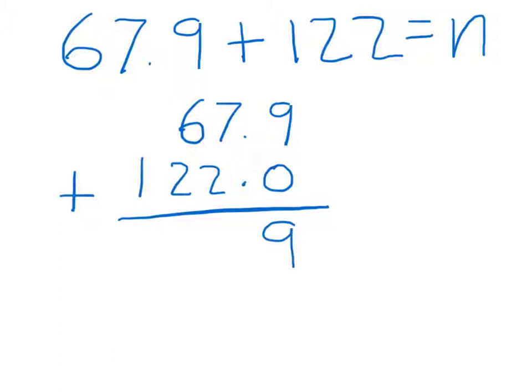9. 7 plus 2 is 9. 6 plus 2 is 8. And 1 plus nothing is 1. Now my last step, drop down the decimal point, and I get 189.9. So now I need to go back up to my original problem and see, does that make sense? I've got this number here, which is about 70, and this number here, which is about 120, and I added them together. 70 and 120 would equal 190, and 189.9 is almost 190. So my answer does make sense.